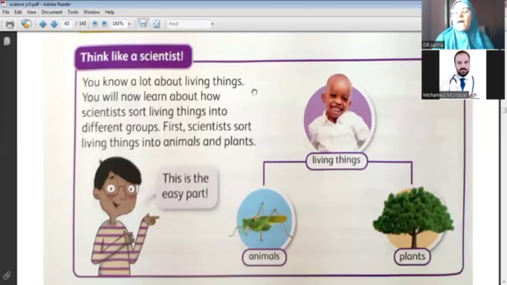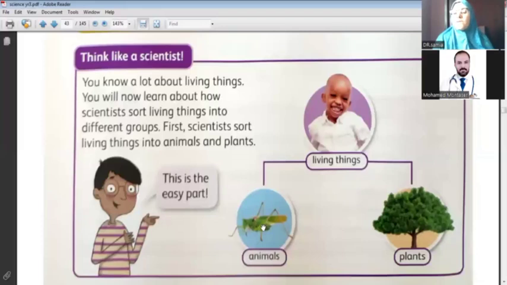So because we have a very large number of living organisms on the surface of the earth, we need to sort them or group them. What is the first grouping that we do, Layan? The first grouping is to classify living things into plants and animals. We make 2 big groups.